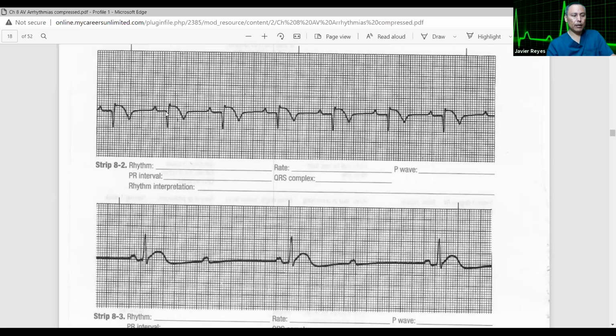So what do we... that's another chapter, by the way. We call it AV heart blood. I think it's the next chapter, as a matter of fact.